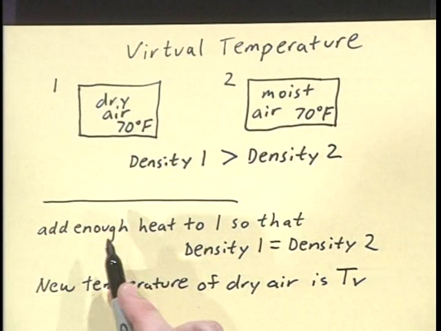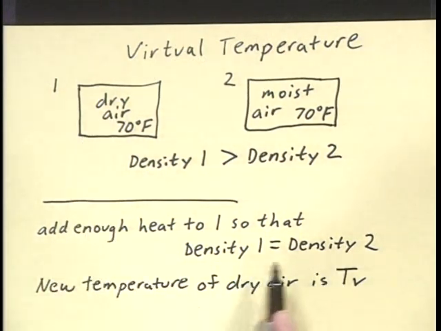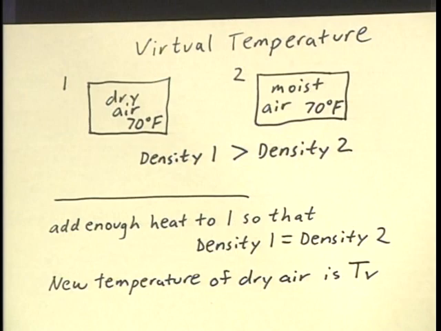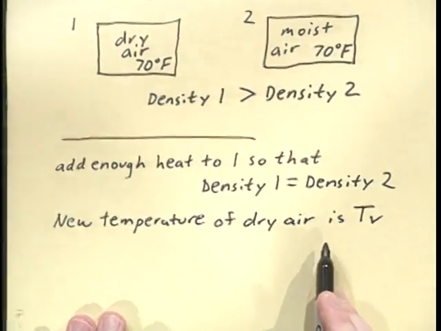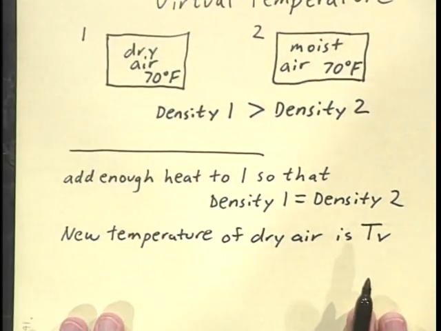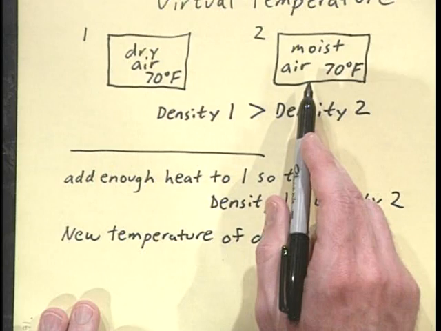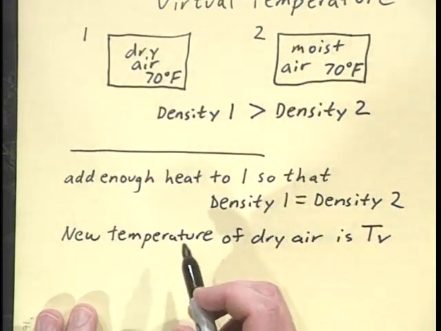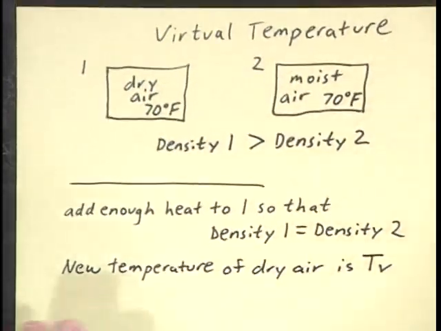So we want to add enough heat to this parcel so that the densities become equal, so that density 1 is equal to density 2. The temperature at which that happens is the virtual temperature. So the new temperature of the dry air is the virtual temperature. So again, the densities are different here. The moist air is less dense, but we want to warm this air up so that it has the same density. And once we do that, then we have the virtual temperature.